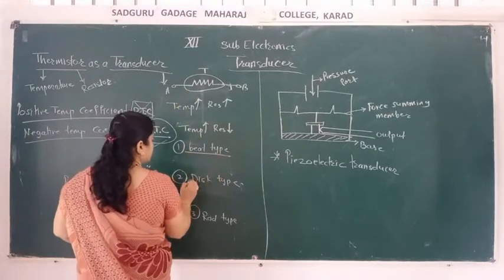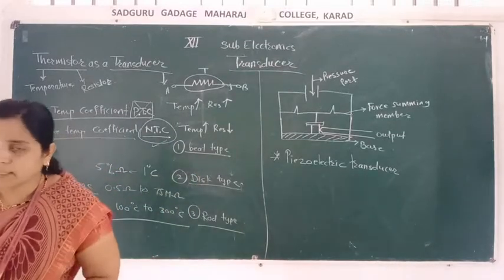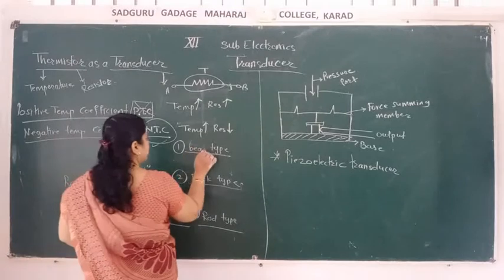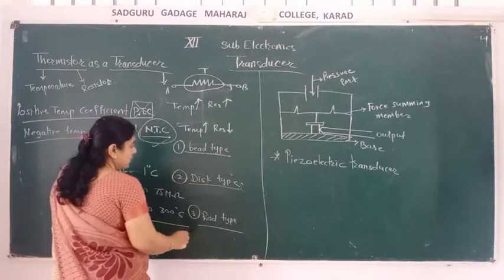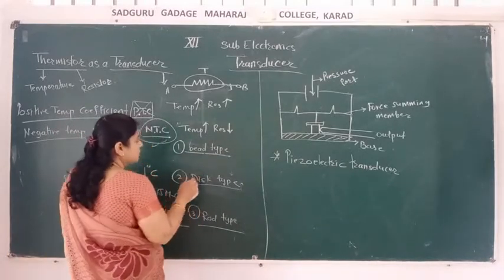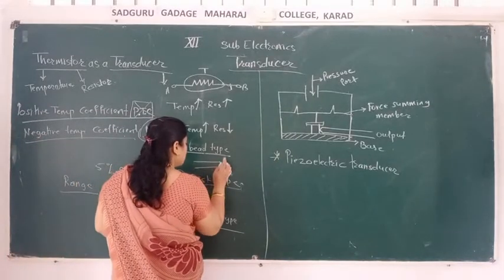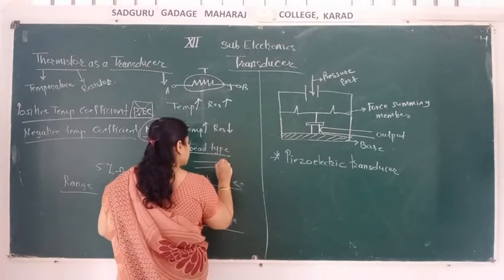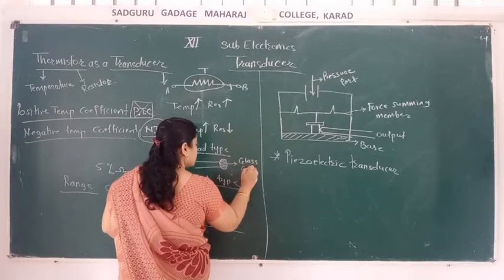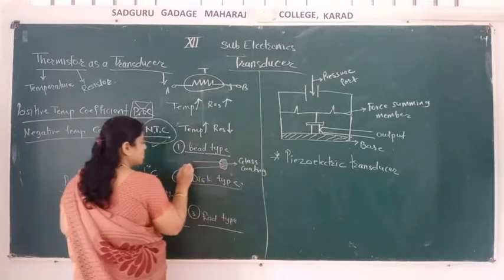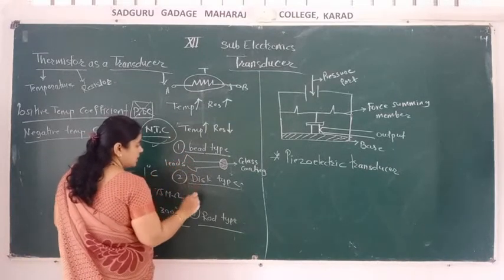They are divided into 3 types, that is the bead type, disc type, and rod type thermistor. We will see them one by one. What is the bead type? It simply has 2 rods and 1 bead. It has a glass coating, and these 2 are the leads.